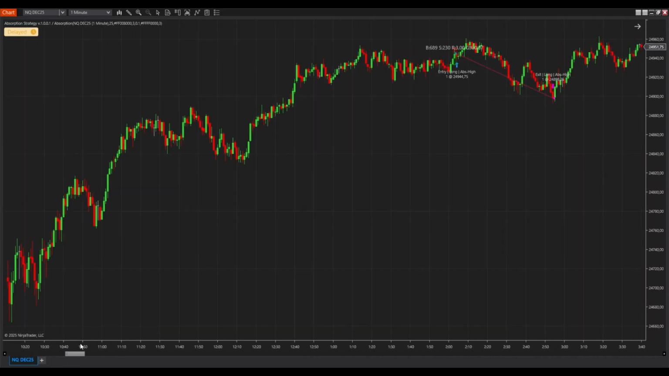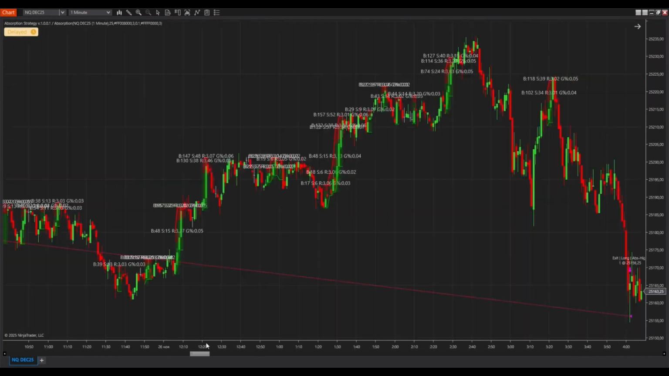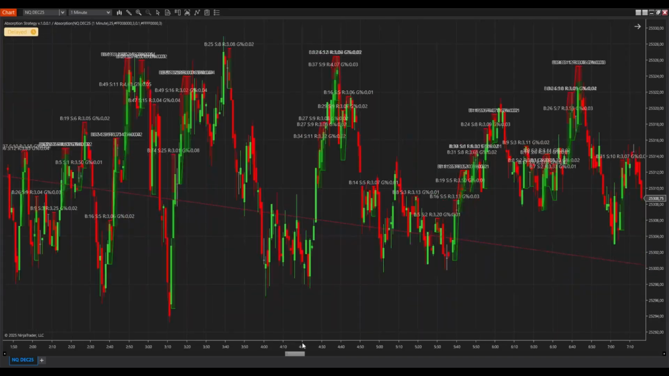The absorption strategy automates trading based on volume absorption patterns. With configurable risk management, trading times, and visual feedback, it helps you trade these setups systematically.